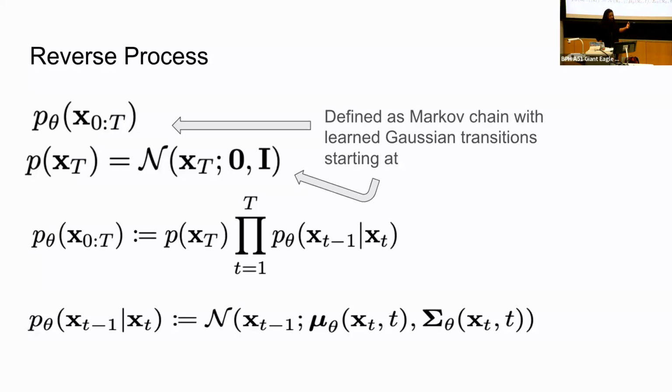But in future papers, I think it's actually called improving diffusion models or something like that. They actually model both the mean and the variance.